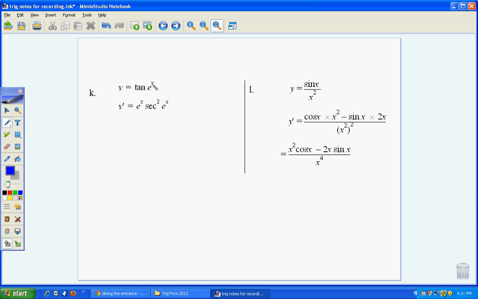So for tan of e to the x, again, the derivative of a tan function becomes the derivative of the function times secant squared of the function. And sine x over x squared is a quotient rule. So we apply our quotient rule. Sine x goes to cos x times the x squared, minus the sine x and the 2x, over the denominator squared, and just clean it all up. So using all our different rules, we make sure we get our differentiation correct.